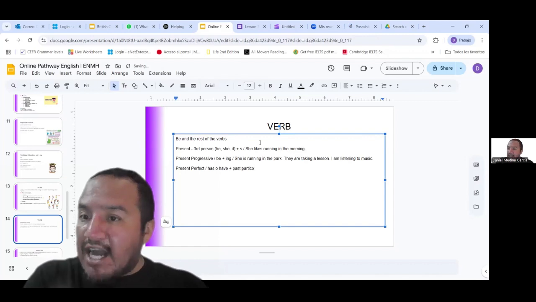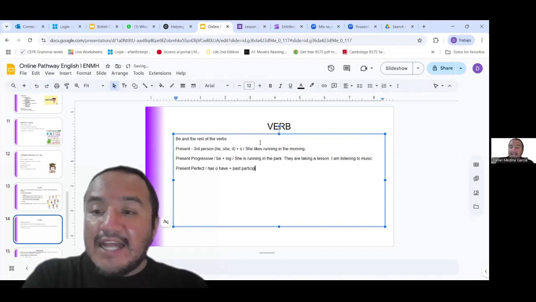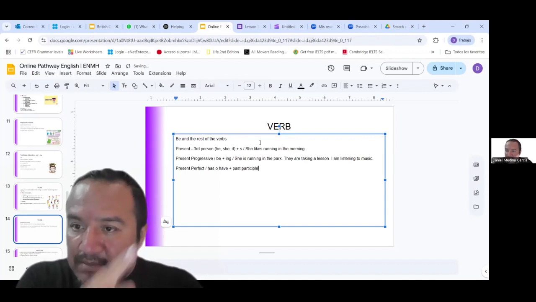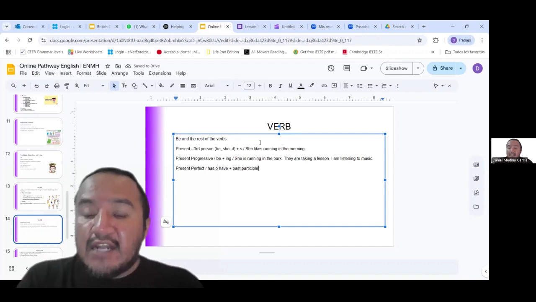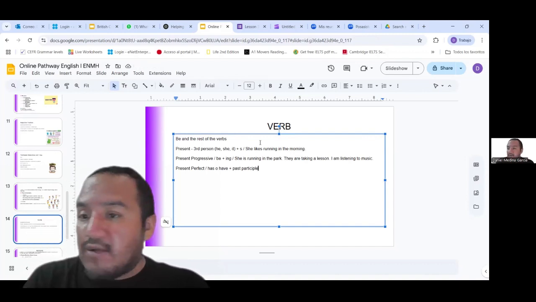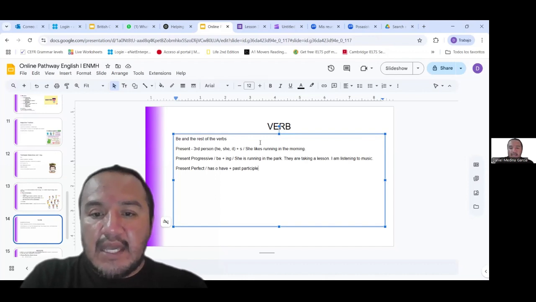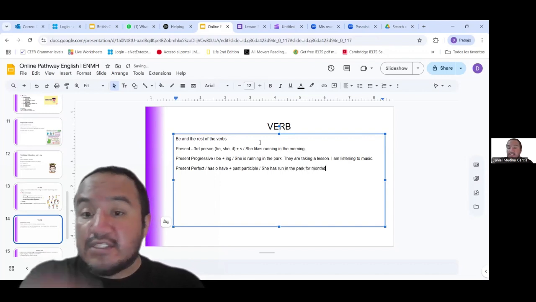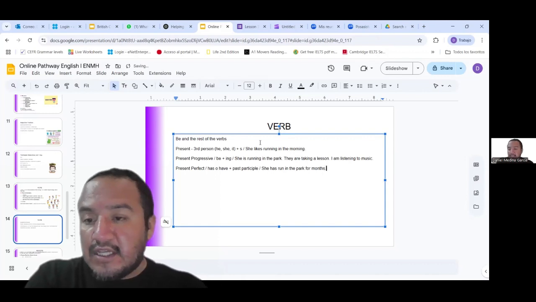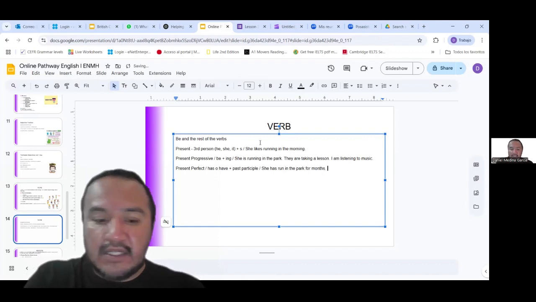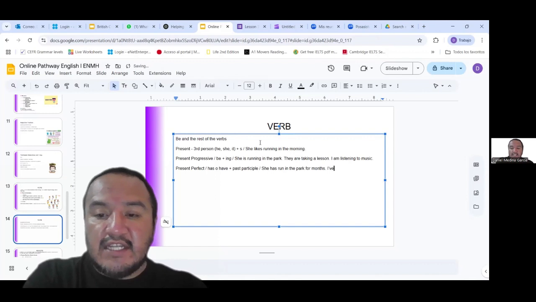I already attached a list of verbs in the forms, in Google Forms, so that you can download it. And if you need to study some verbs, you can do it, or you can download any list from the internet, okay? So you say, she has run in the park for months. No, she started months ago. She continues doing it, and probably she will continue doing it as well, no? Or you say, I've seen that movie several times.